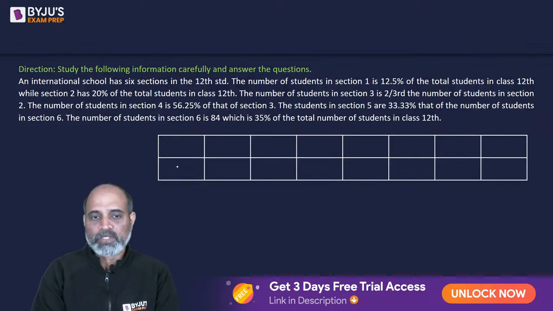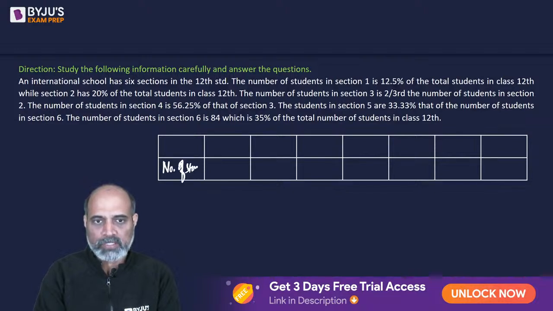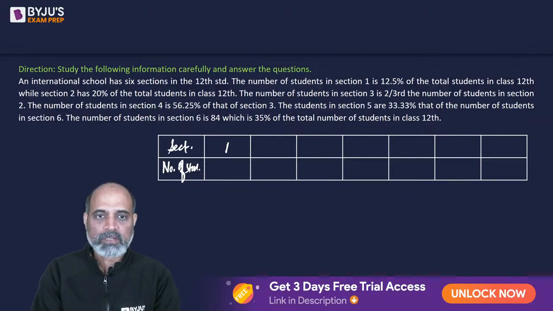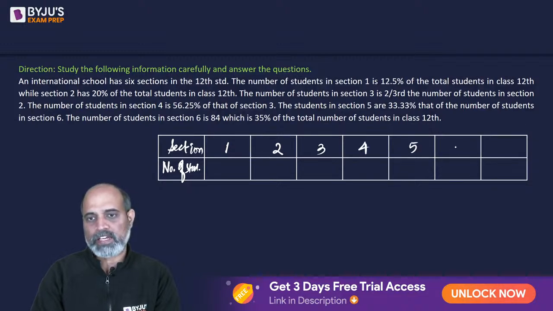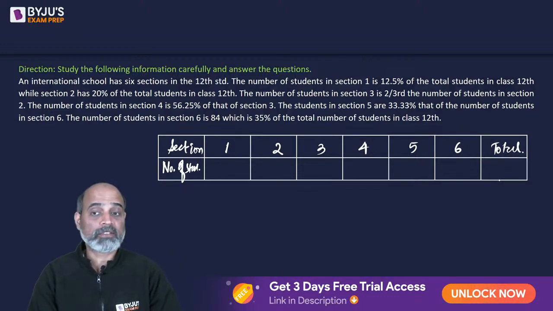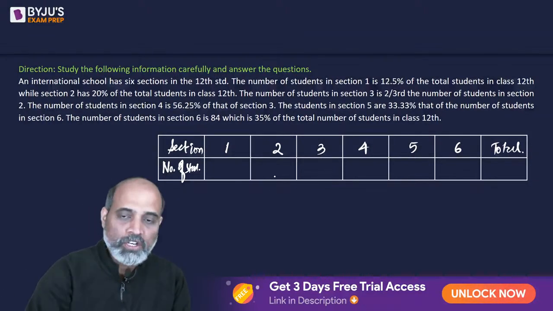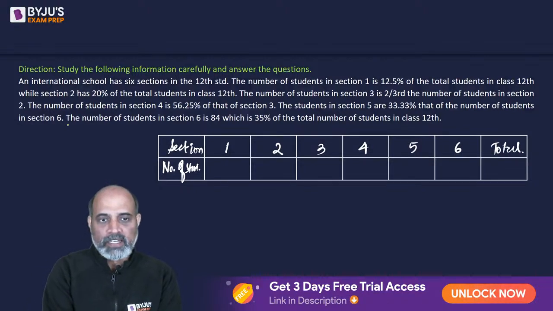So we are talking about 12th standard, and here we are talking about the number of students, right? And this is what we'll be writing down. We have, sorry, not standard, section. So this is section number 1, 2, 3, 4, 5, and 6. And this is the total number of students that we are going to have in all the sections together. And in each of these 6 sections, we need a number of students.